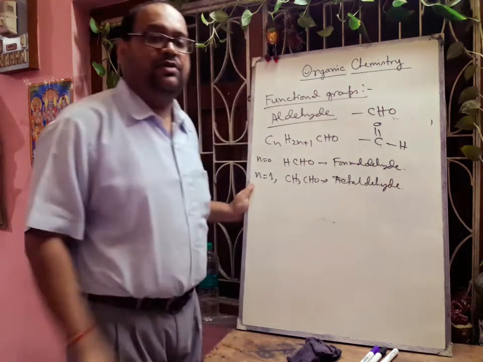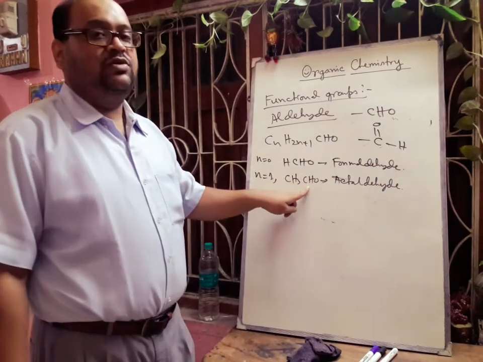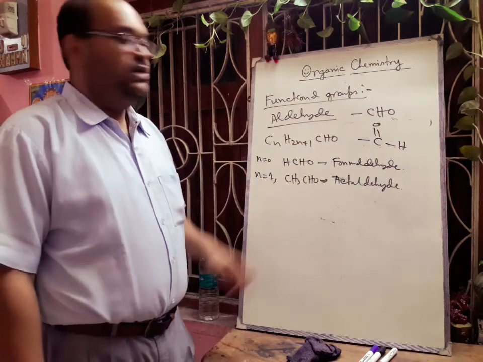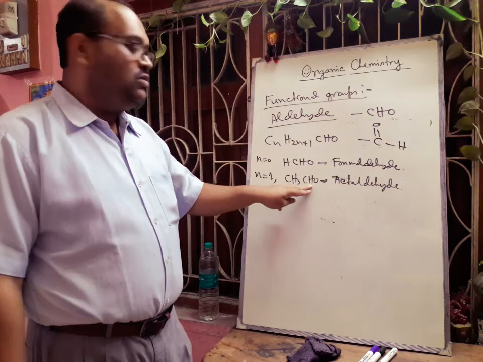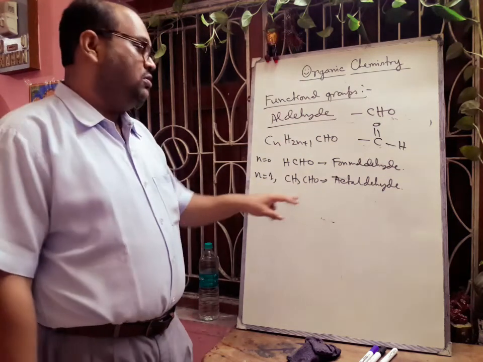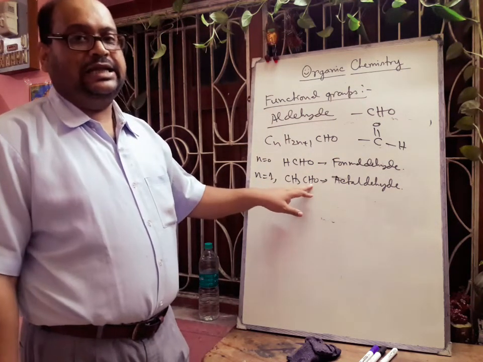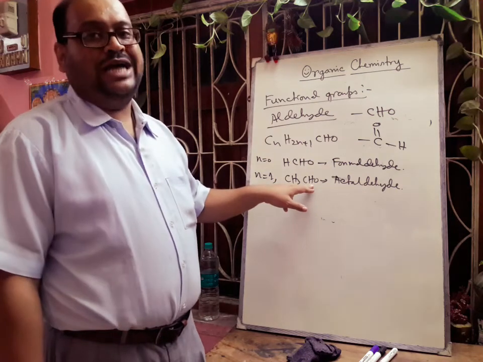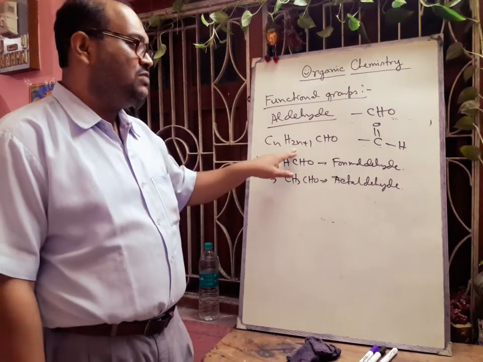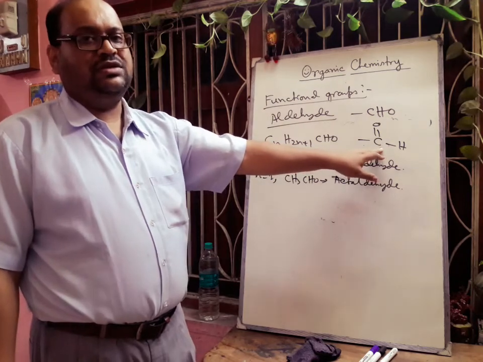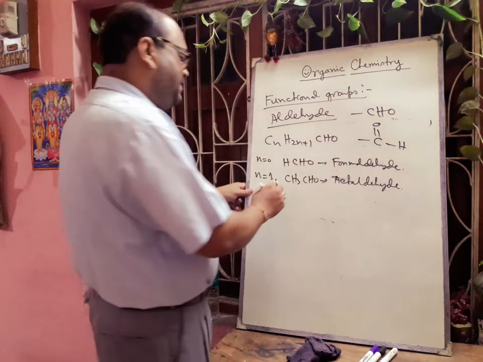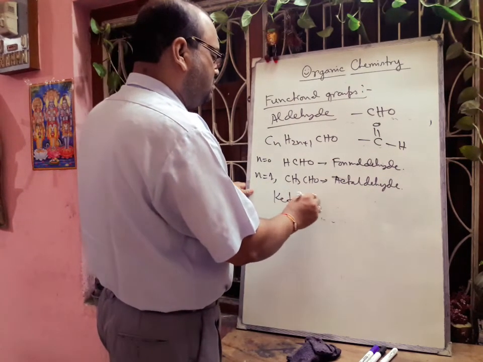Here one thing you have to remember, that this aldehyde group is called a terminal functional group. You cannot write this functional group in between two carbons. It will always be at the end, and that is why it is called a terminal functional group. That also you have to remember. The general formula is this one, and the functional group you have to represent in this way, CHO. Next we will discuss another functional group, that is called ketones.